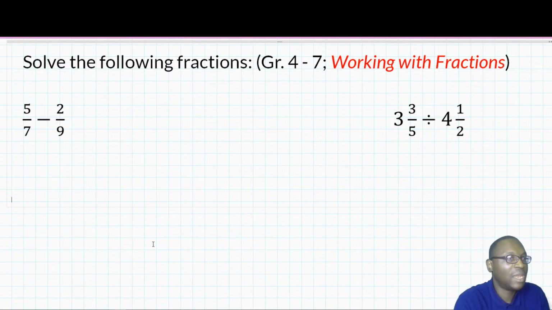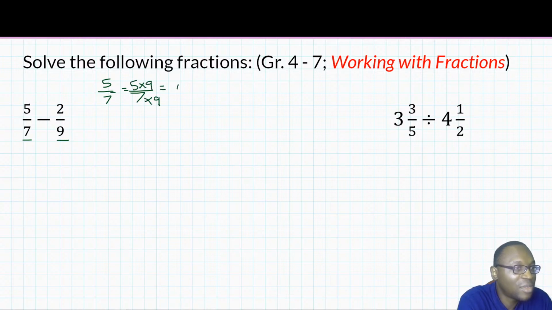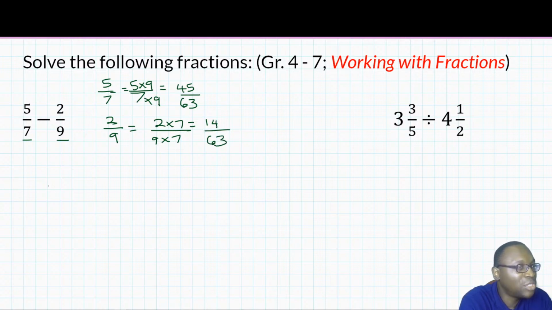So let's try to solve this together. We have 7 and 9 as our two denominators. We can't work with them in this form. We have to convert them to a common denominator. The easiest way is to multiply 7 by 9, which gives us 63. So now we have to convert to equivalent fractions with a denominator of 63. For 5/7, we multiply 7 by 9, and so we multiply 5 by 9. That gives us 45/63. And then we have 2/9. We multiply 9 by 7 and then multiply 2 by 7. That gives us 14/63.